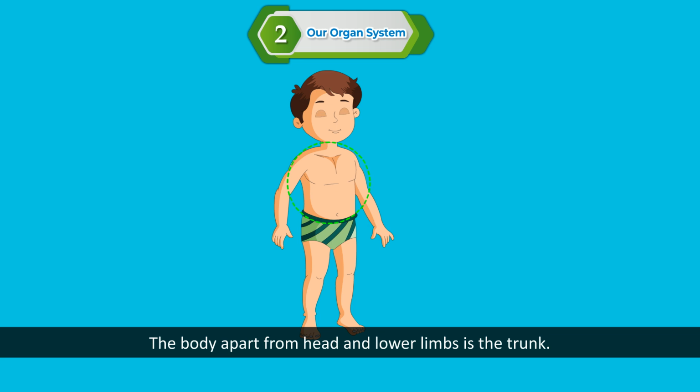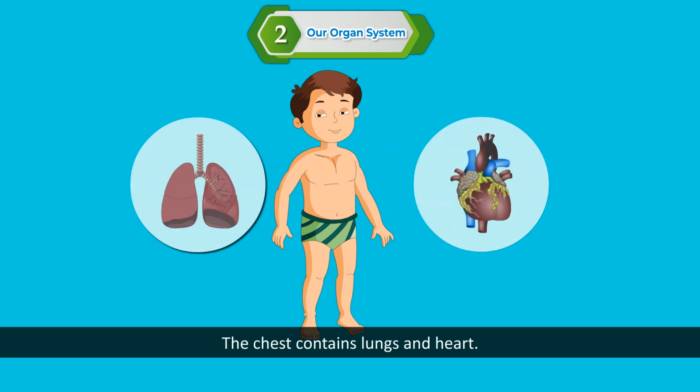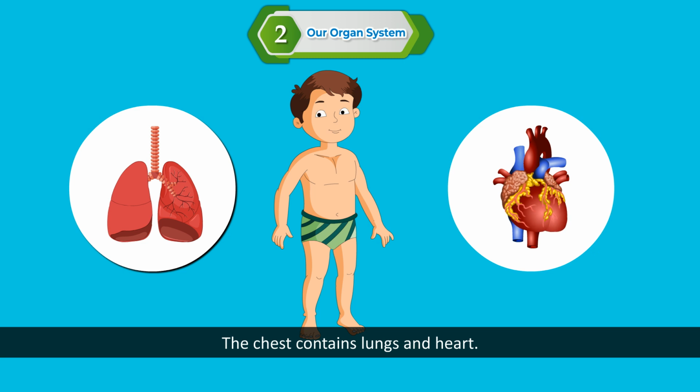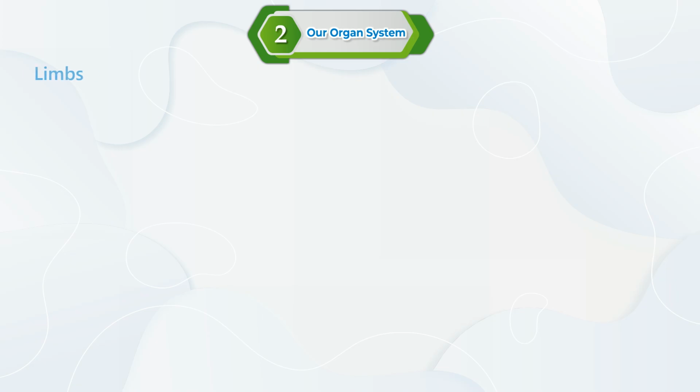Trunk. The body apart from head and lower limbs is the trunk. The trunk is made of chest, the upper part of the trunk, and abdomen, the lower part of the trunk. The trunk contains many organs within it. The chest contains lungs and heart. The abdomen contains liver, intestine, pancreas, kidneys, etc.